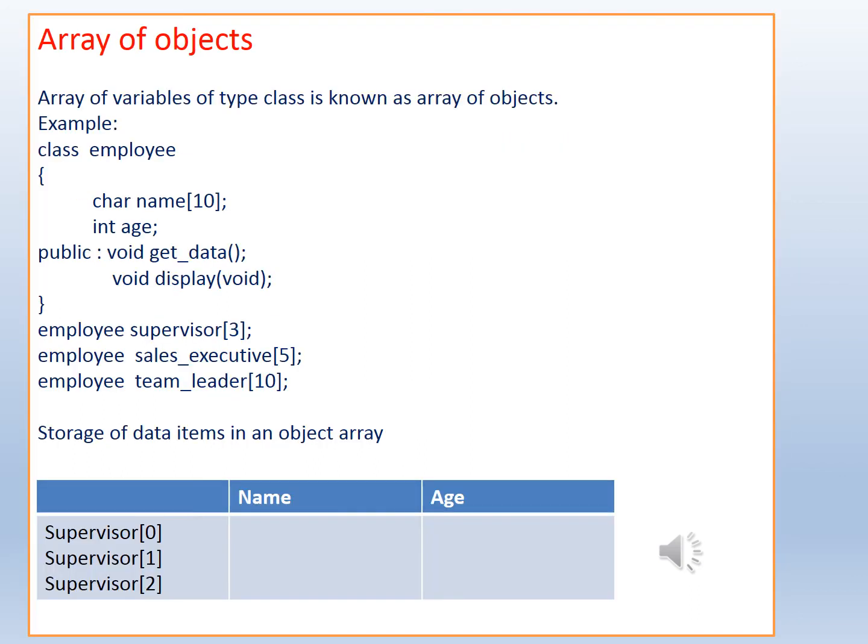Next one is array of objects. That means that we can also create an array of objects. The declaration of an array of class objects is similar to the declaration of an array of structures in C++. In the above example, the array supervisor contains 3 objects, namely supervisor 0, supervisor 1, supervisor 2. Similarly, the array of sales executive contains 5 objects and team leader contains 10 objects.